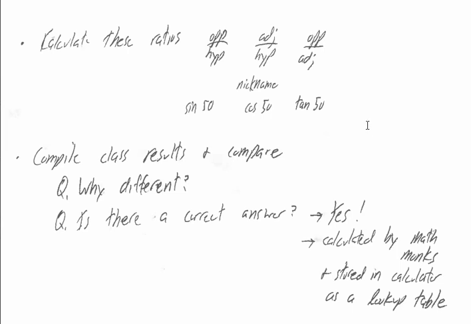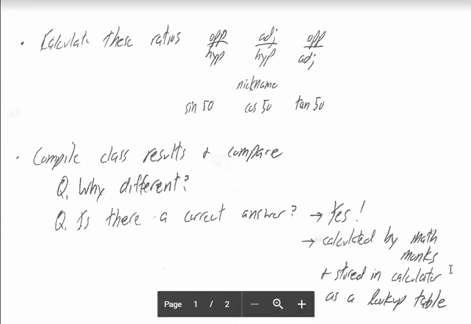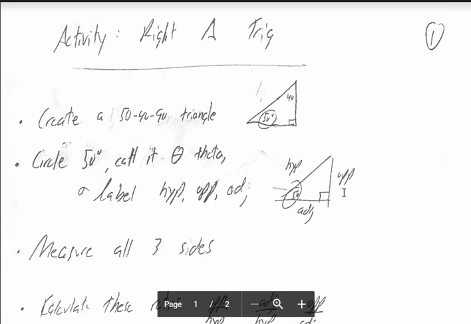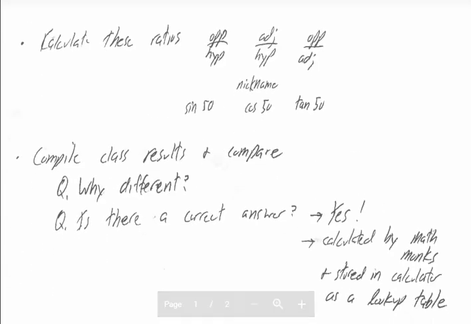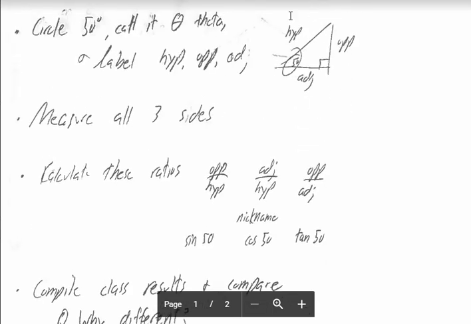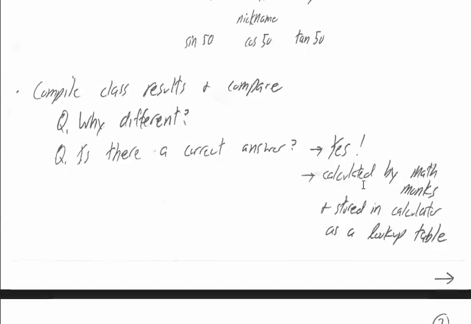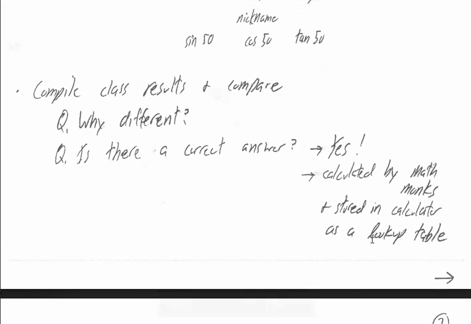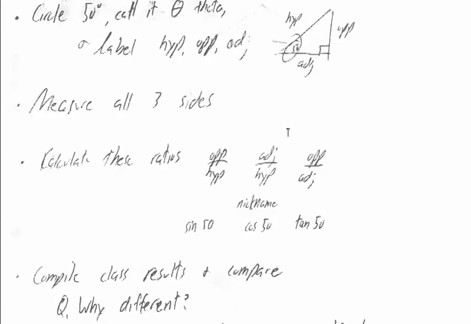Yes, and there were some math monks who were very good, very precise, had great equipment, and a lot of extra time on their hands, and they made triangles with a 50-degree angle, a 51, a 52, a 53. They measured all the sides and they calculated those ratios, and they stored them in tables and wrote them down in books. And now that information is stored in a calculator as a lookup table, though there are other ways of doing it, but I'll talk about that later.